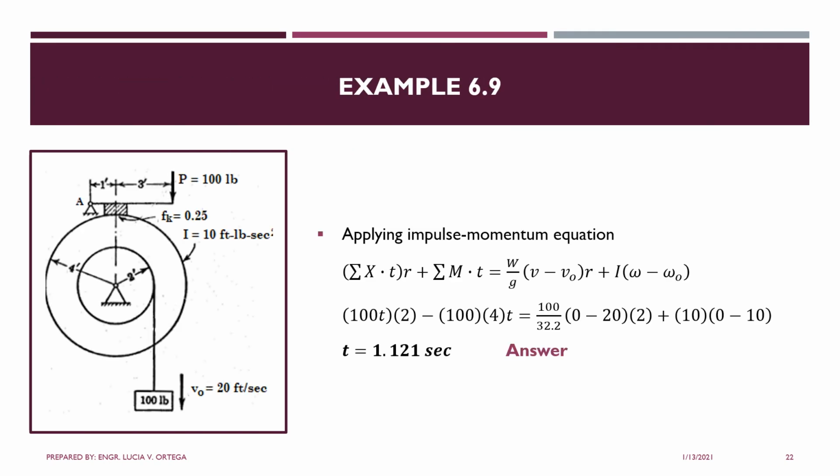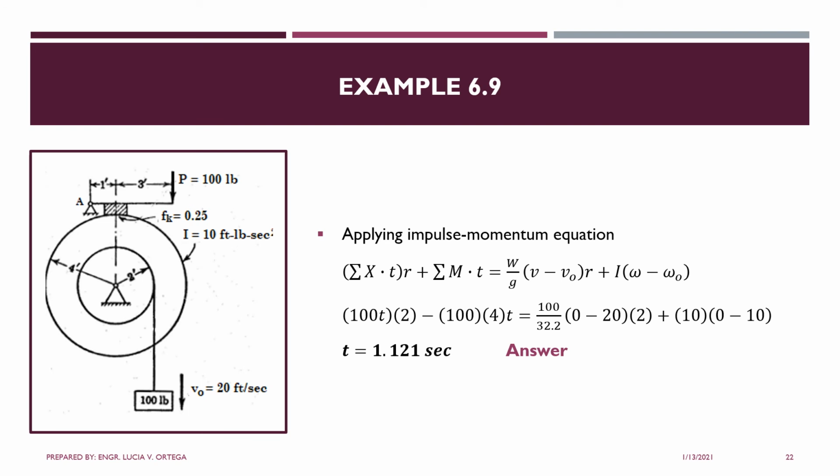Applying the impulse-momentum equation, we consider all the moments, the summation of moments, that is the net force times time times the radius. This force will produce a clockwise moment, 100 times the radius 2 times time, minus the frictional force, which is in the opposite direction, 100 times the radius 4 times time, is equal to, on the right side, the change in momentum.